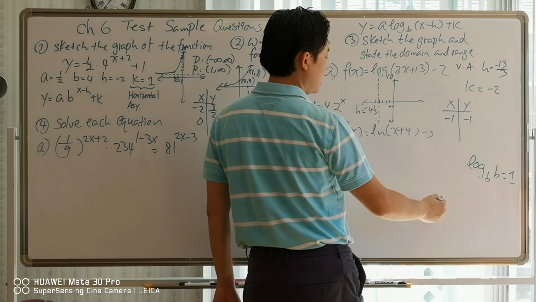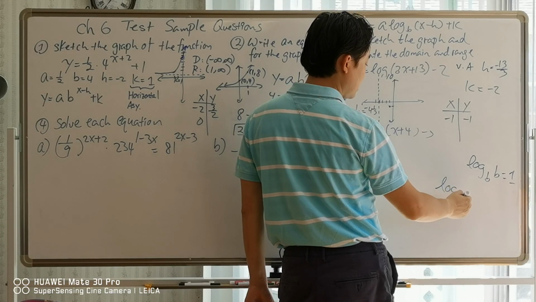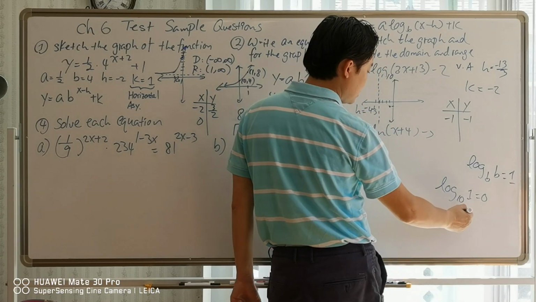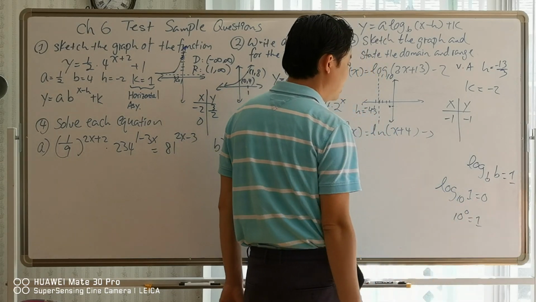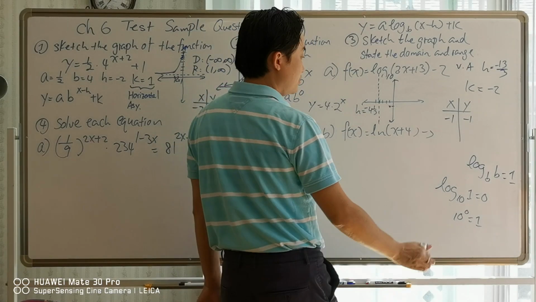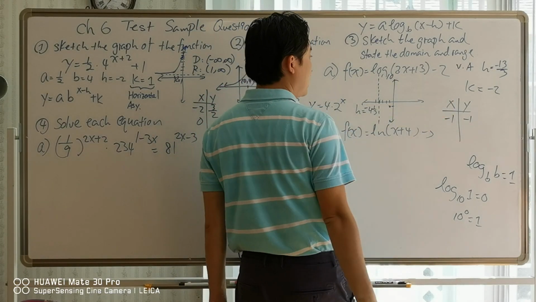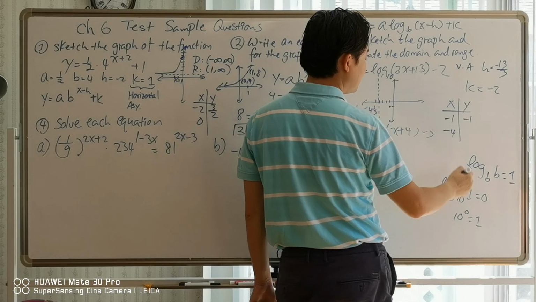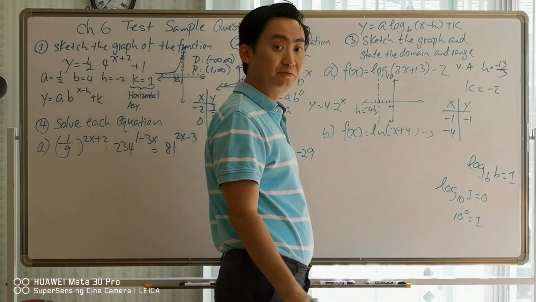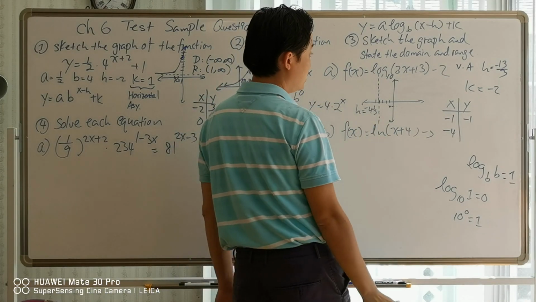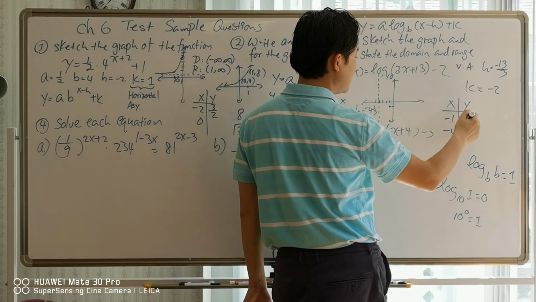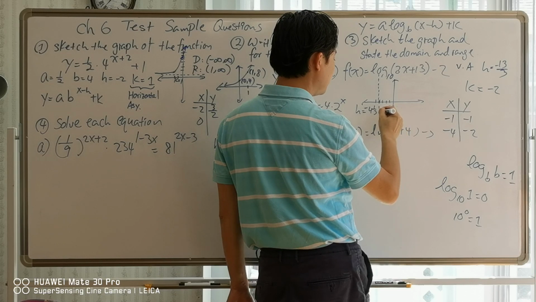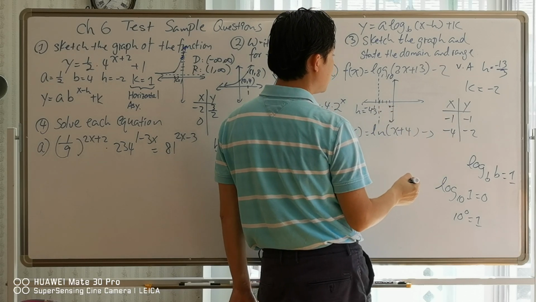Another thing that we notice, log base 10 of 1 equals 0, because 10 to the 0 power is always 1. Log form to the exponential form. So in order to make the quantity as 1 here, we would like to use negative 4, because negative 4 times 3 would be negative 12. Negative 12 plus 13, that's 1. So log base 10 of 1 is 0. 0 minus 2, negative 2. So negative 4, negative 2. And then for the rest of the points, we just simply connect them.